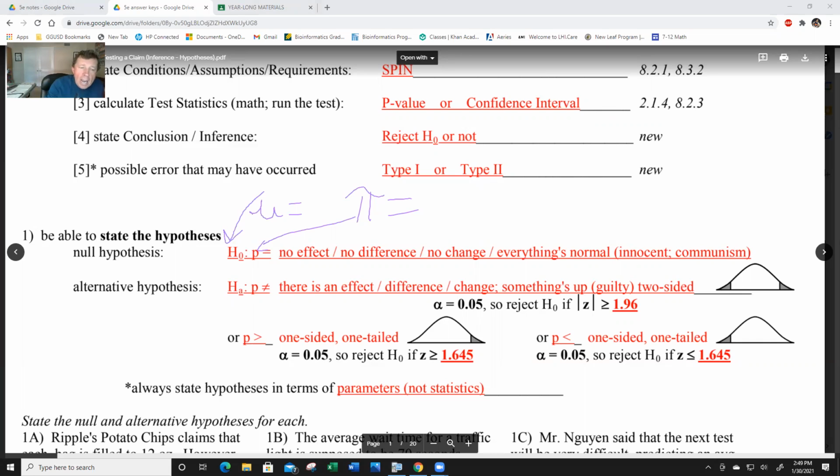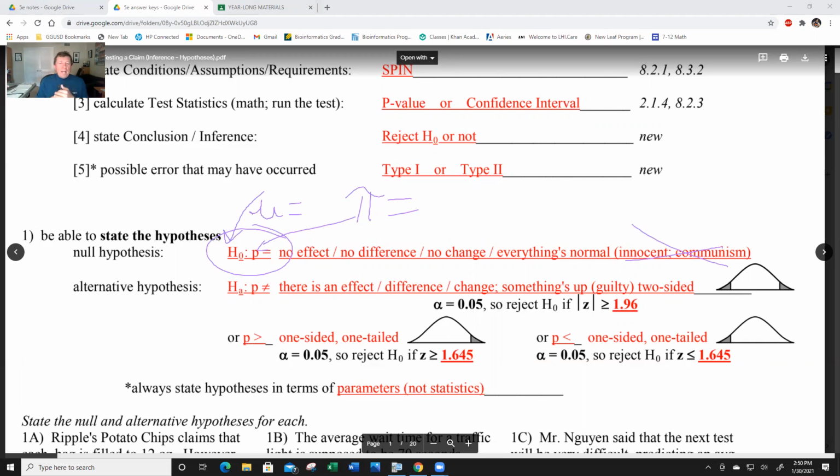Okay, and HO is always going to be every single time mu equals or pi equals. It's equals. And then there'll be a number. There'll be a number. And what an effect means, I wouldn't worry about this. I have an old example for that. Cross that out.